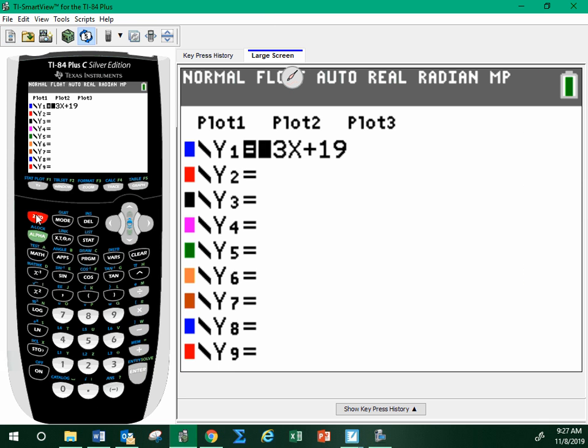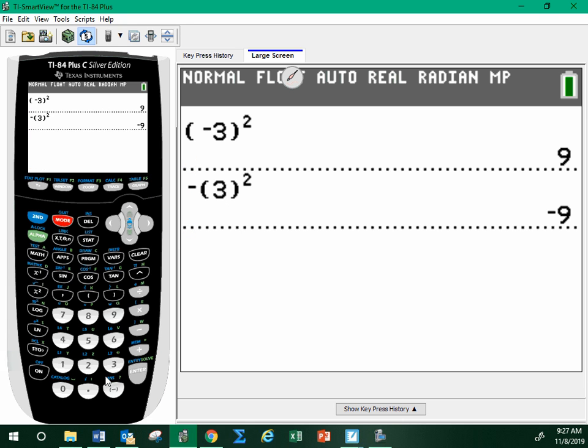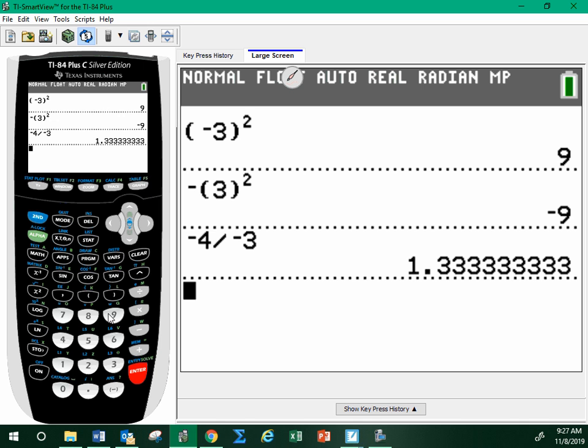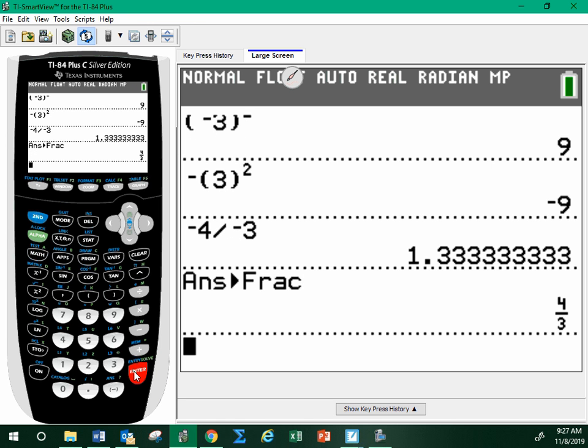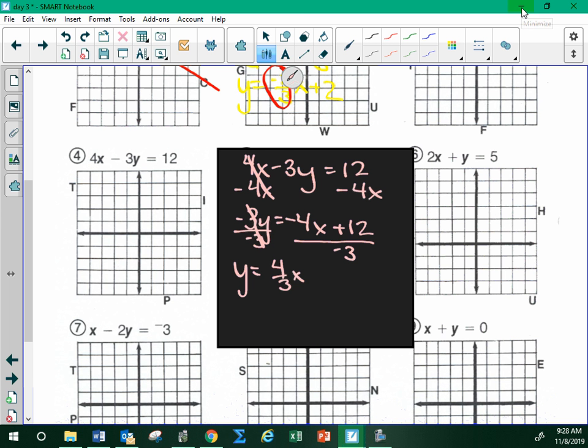So we've got negative 4 divided by negative 3. 1.3333333. Good. Positive 4/3. Okay, plus 4. 12 divided by 3, but it's a positive 12 and a negative 3. Negative 4.